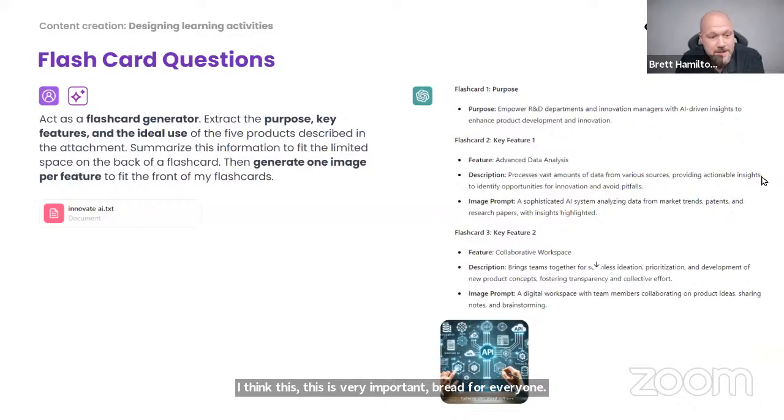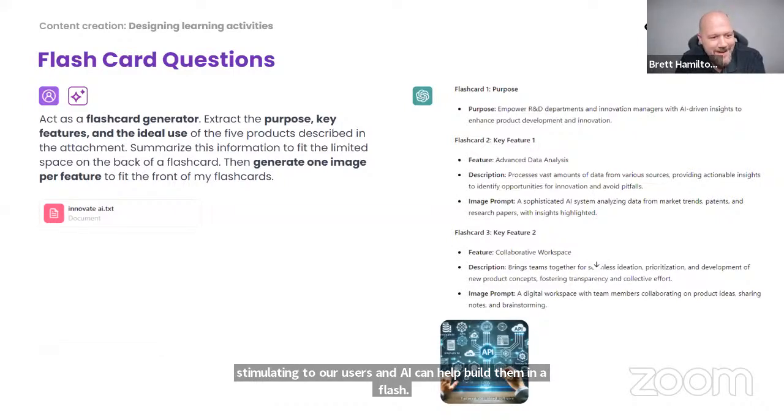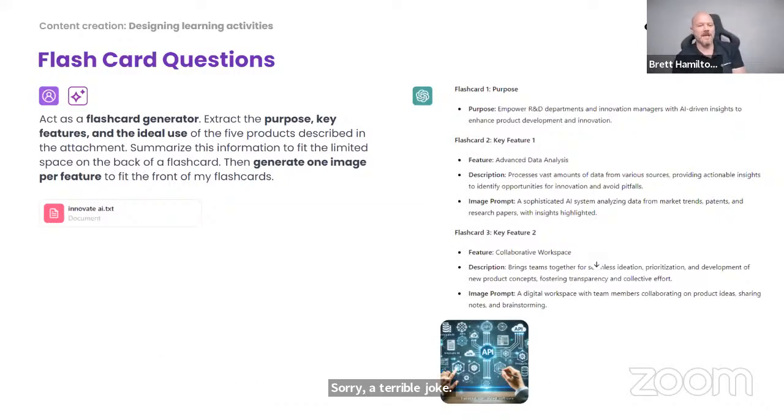Yeah, so the next thing we're looking at here is flashcards, like I mentioned before. Flashcards are interactive. They're visually stimulating to our users, and AI can help build them in a flash. Sorry, terrible joke. But again, we look at a use case here and we say, we need you to act as a flashcard generator, and we want you to extract the purpose, key features, and the ideal use of 5 products described in the attachment.